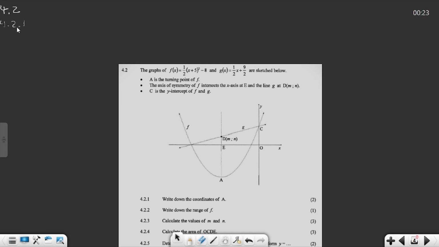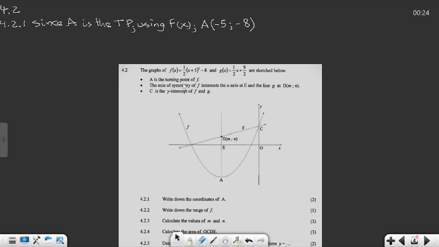Okay, so 4.2.1. Since this A is the turning point, using f of x, you know that the coordinate of A is -5 and -8 when looking at the equation. So this is simple. When it is given in this form, you can get the turning point easily. And you know A is your turning point.